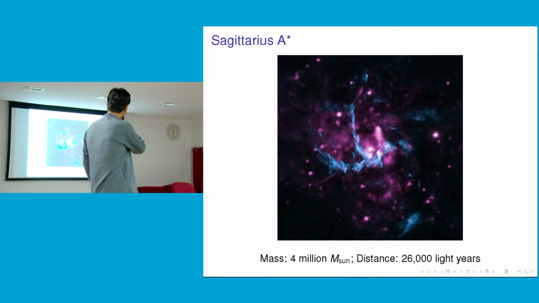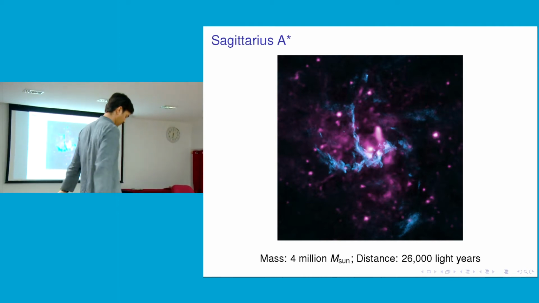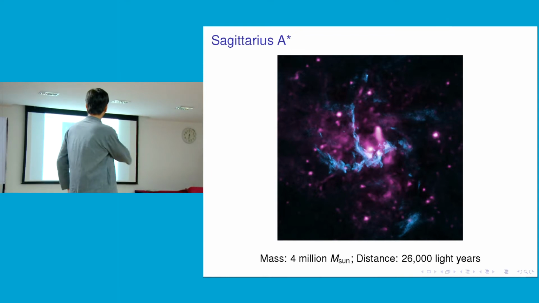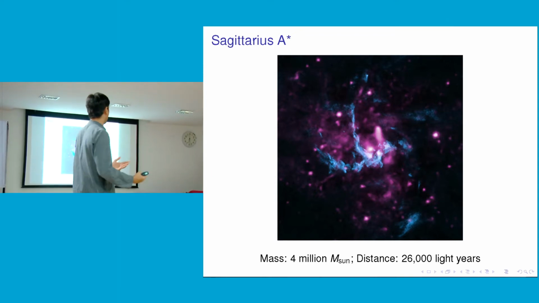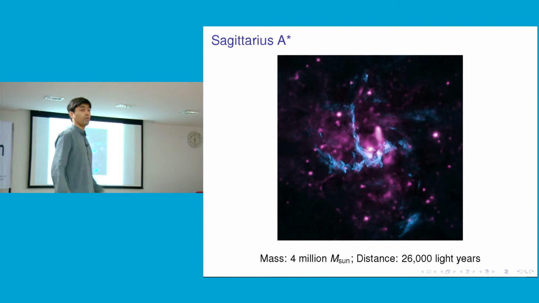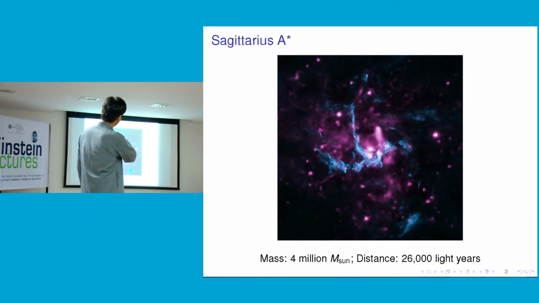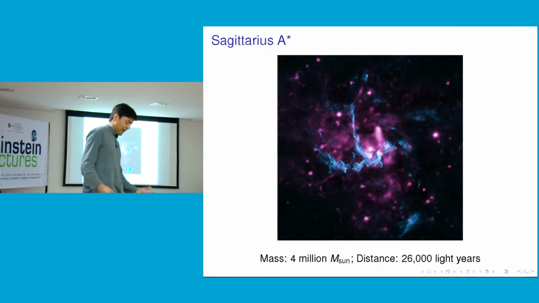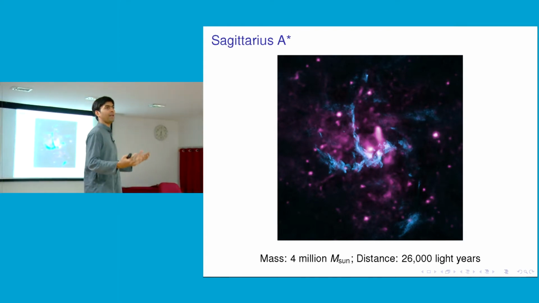This is a composite picture, using spectrum from many different telescopes, of a black hole in the center of our own galaxy. So, this is a black hole in the center of the Milky Way. It's not very far from us, 26,000 light years away, and it's very massive. It's a giant, 4 million times as massive as the sun.